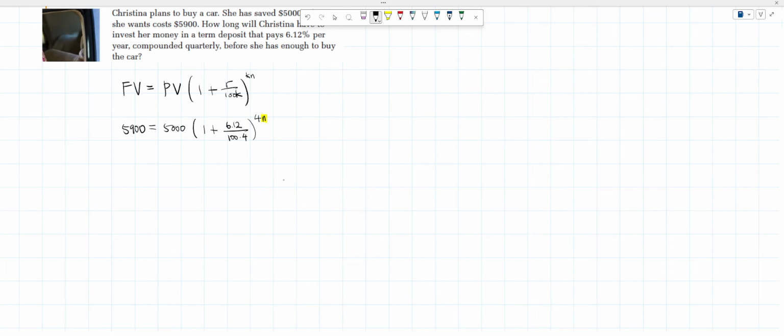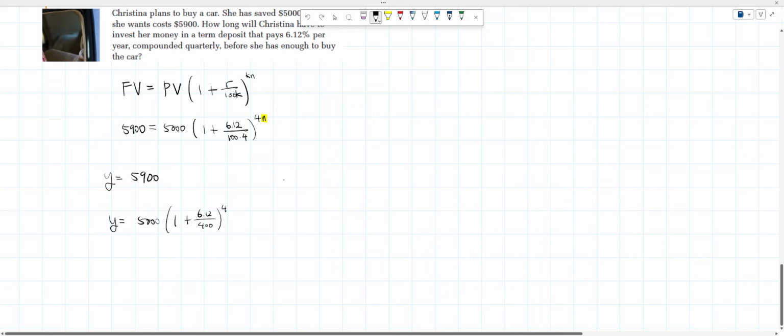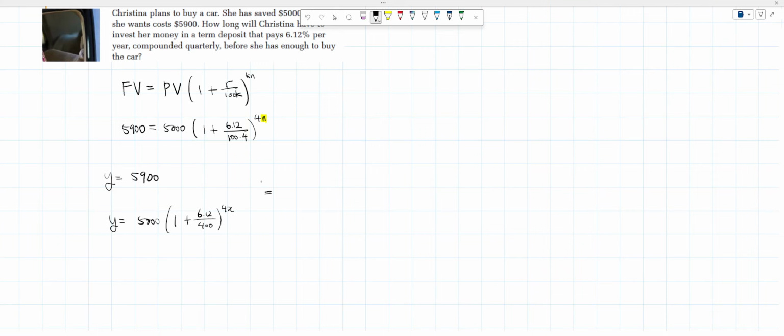Let me explain how to use a graphing calculator in this case. First, we put y equals the left-hand side, y equals 5,900. And then I'm going to put the right-hand side, y equals 5,000 times 1 plus 6.12 divided by 400, since 100 times 4 is 400, to the power of 4n. Maybe we can switch this into x, just so we can easily put it in Desmos. And then we're going to find the point of intersection, and of course, the x coordinate of it.